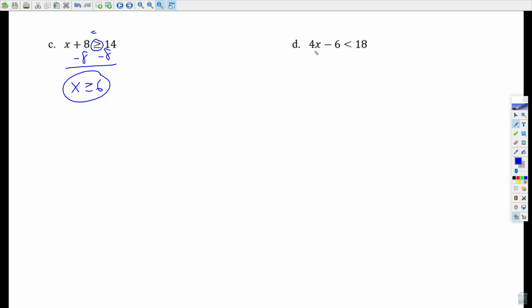All right, part D. 4x minus 6 is less than 18. I would add 6 to both sides. So you get 4x. Does that change the sign when you add? Absolutely not. This would be then 24 divided by 4. x is less than 6. Does it change to a greater than sign? No, we divide it by a positive number, so it's okay. Only if it's negative.